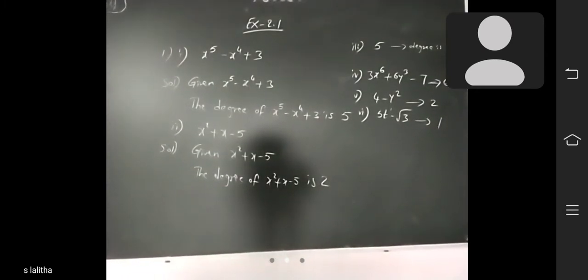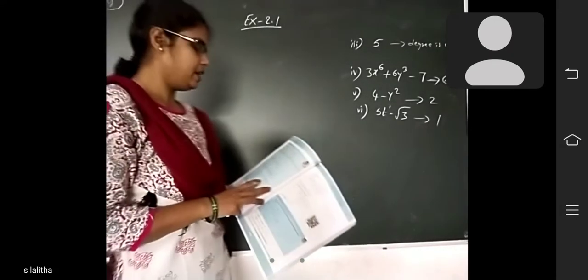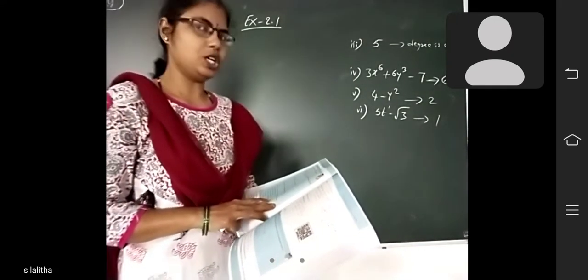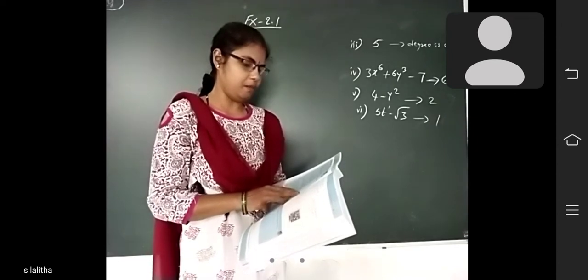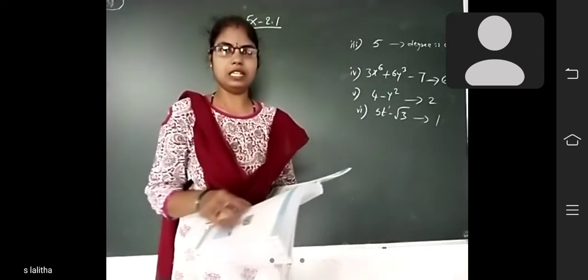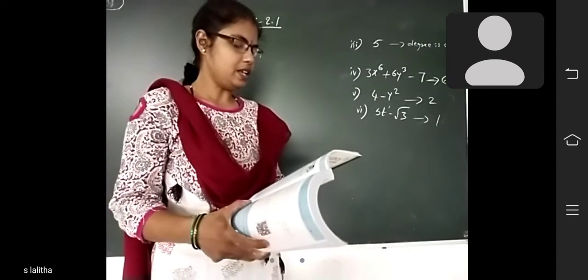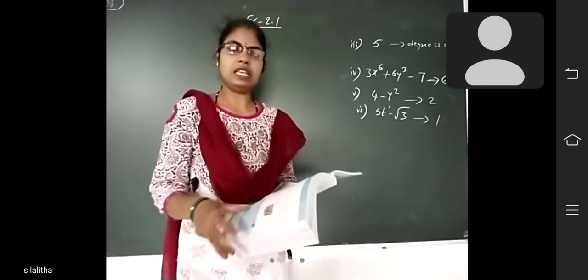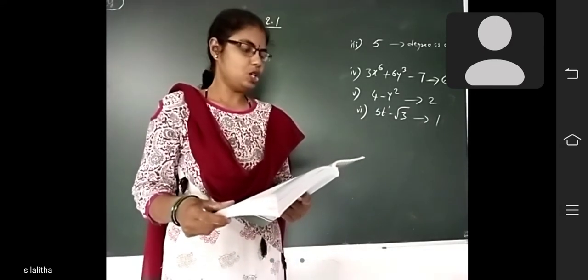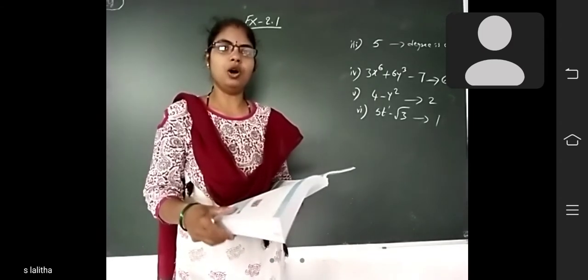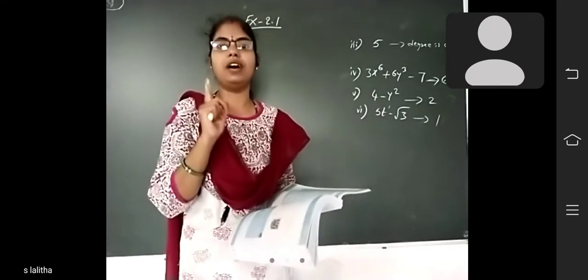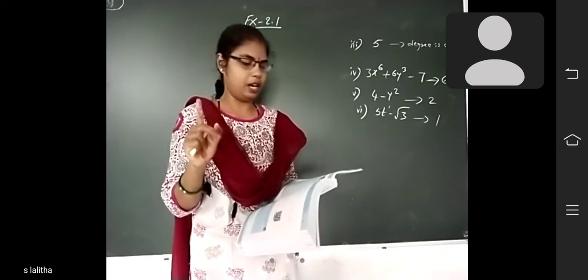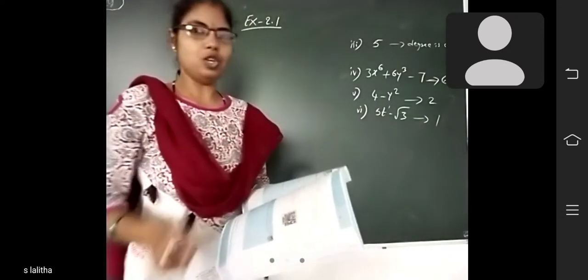Next write the second question. See the second question, children. Which of the following expressions are polynomials in one variable and which are not? Give reasons for your answer. So what is the question given here? Which of the following expressions are polynomials in one variable? In one variable only, not two variables. Okay. So which of those you have to find?